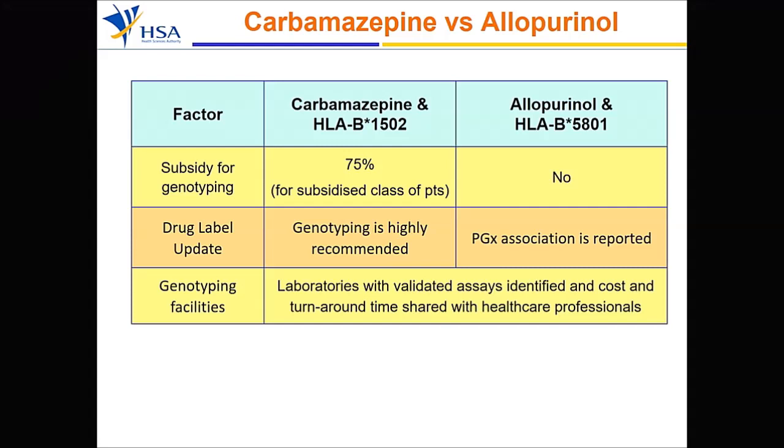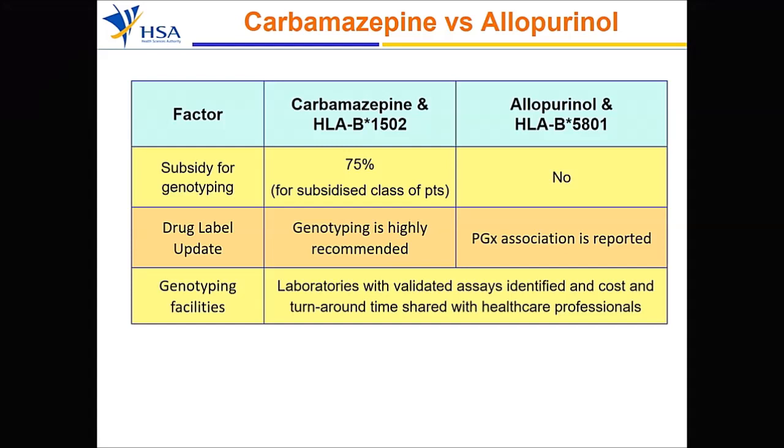So, as I said, the regulatory agency really can only regulate health products, and this is done primarily through the drug label. So working with the manufacturers, we got the drug label changed for carbamazepine, that genotyping is highly recommended, whereas for allopurinol, we just reported the association as for information.